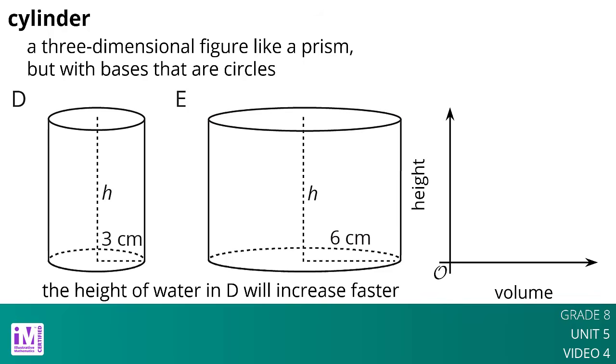If we graph the height of the water for each cylinder as a function of the volume of water added, we have two lines, and the slope of the line for cylinder D is greater than the slope of the line for cylinder E.